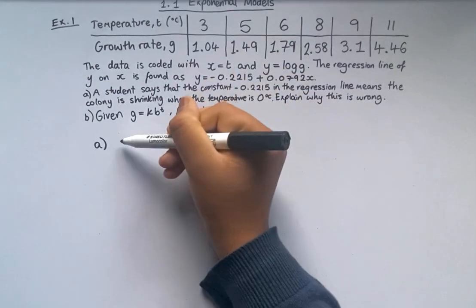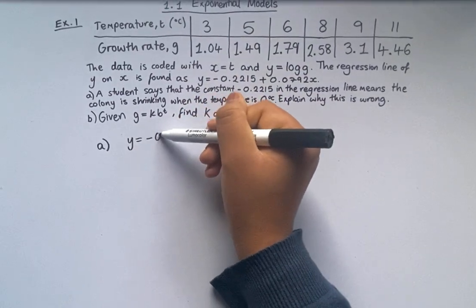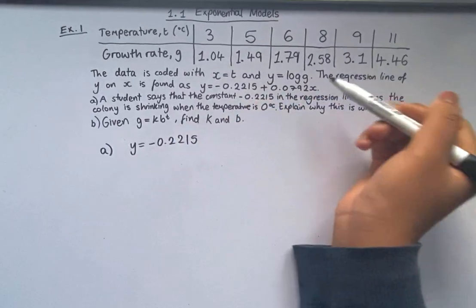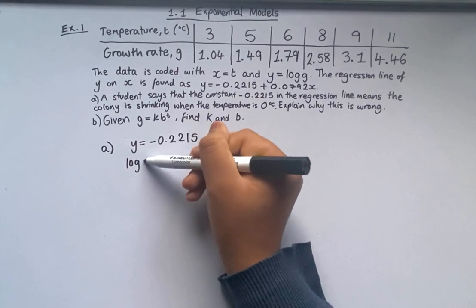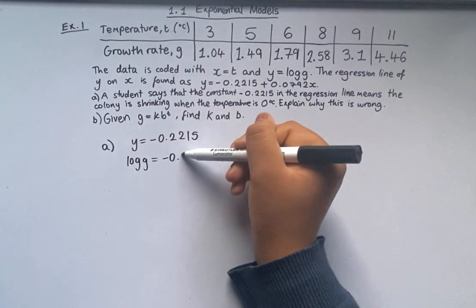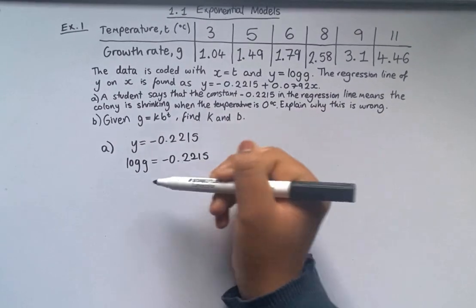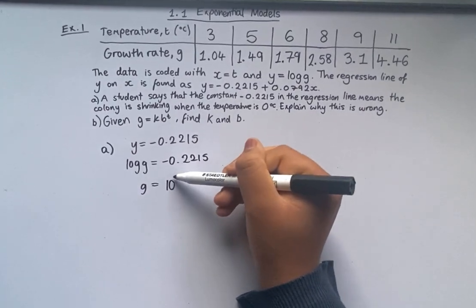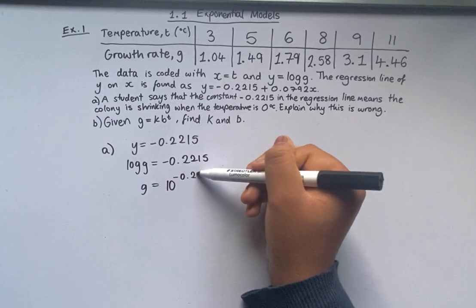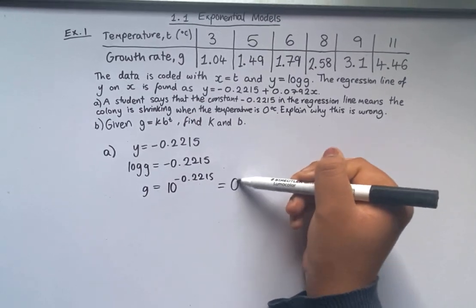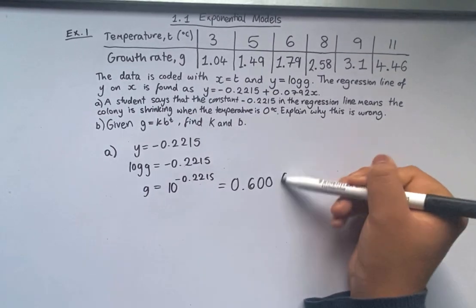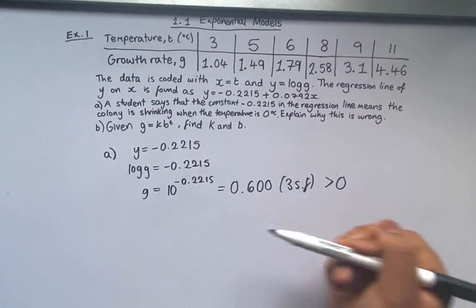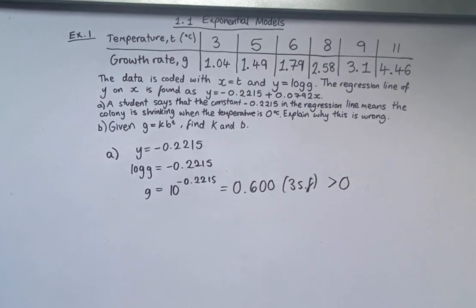For Part A, when t is 0, x is also 0. So according to the model, y is equal to minus 0.2215. And we know y is just log g. So log g is equal to minus 0.2215. And then we can find g by making 10 to the power of both sides. So we get g is equal to 10 to the power minus 0.2215, which is about 0.600 to 3 SF. And this is bigger than 0. So the growth rate is positive, and so the colony is not shrinking.